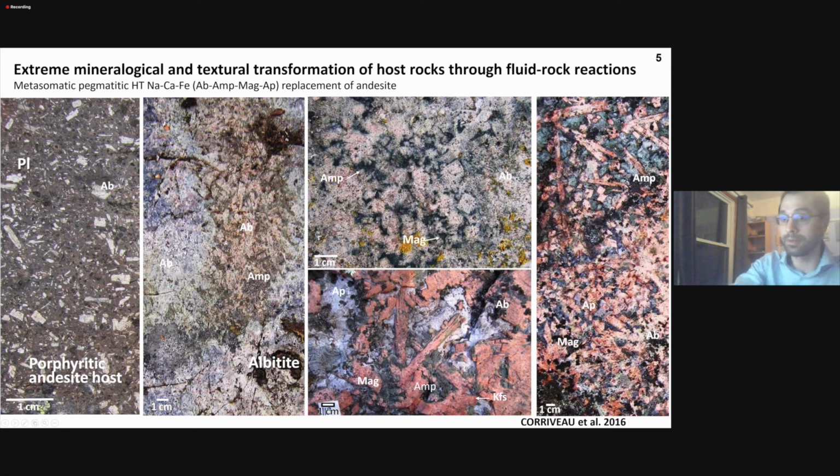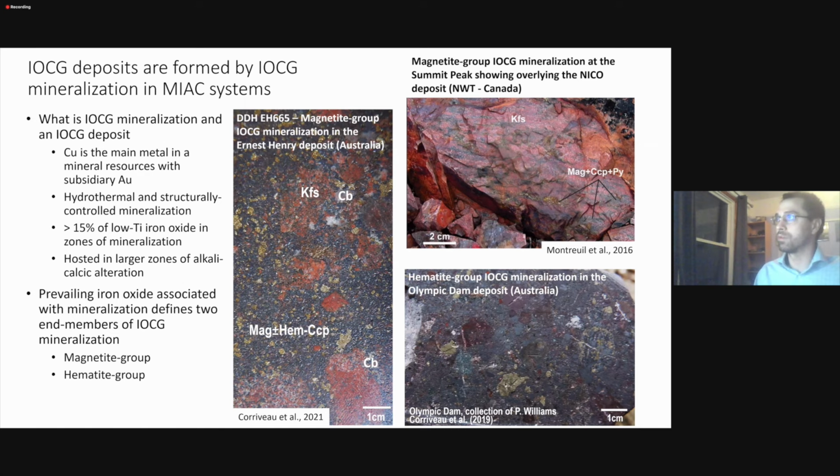Now, something important that we need to discuss is that IOCG deposits are formed within these hydrothermal systems. But IOCG deposit has a very specific meaning, and it is important to understand and keep that meaning as we talk about this type of mineralization. In order to speak of IOCG mineralization, certain parameters need to be met. For example, copper needs to be the main metal in the assemblage of metals characteristic of that zone of mineralization. It can have subsidiary gold, silver, or other metals, but copper really needs to be the most significant one. They are hydrothermal, and they're structurally controlled.